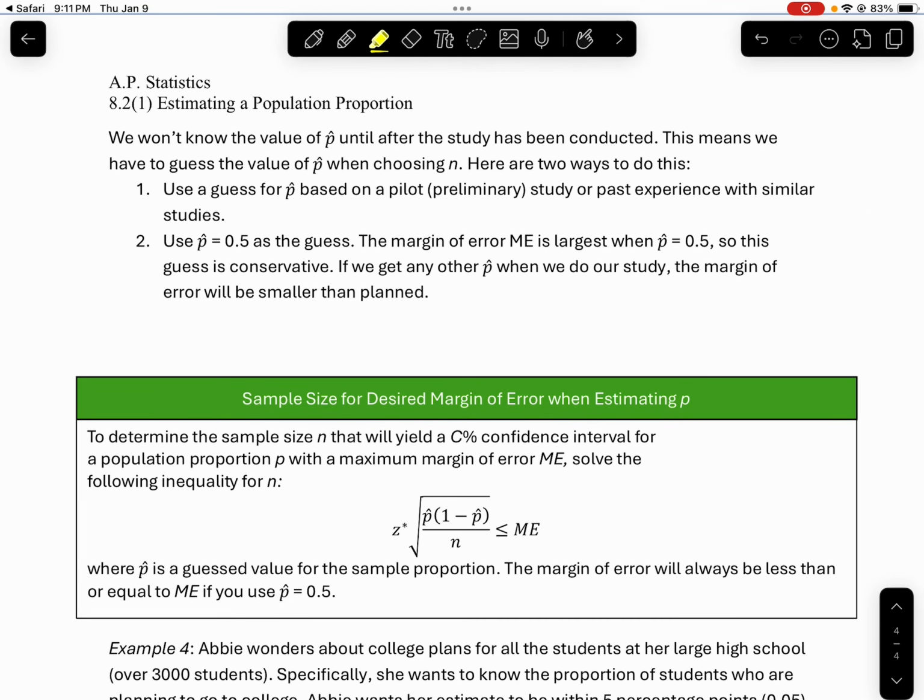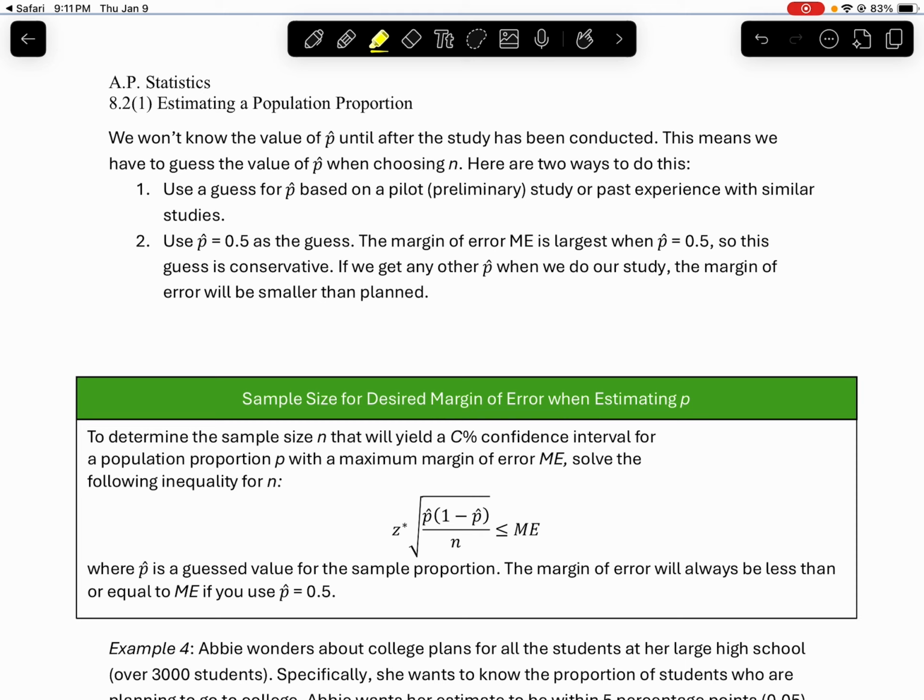All right. Couple things though here. It says we won't always know the p hat value until after the study has been conducted. So that means we have to guess what the p hat value is so that we can solve for n. And here's 2 ways to do it. One, guess a number for p hat based on a pilot, preliminary, or past experience that they've done with similar studies. So if they give you that information, you can use that. Otherwise, we have to use 0.5 as a guess for our p hat.